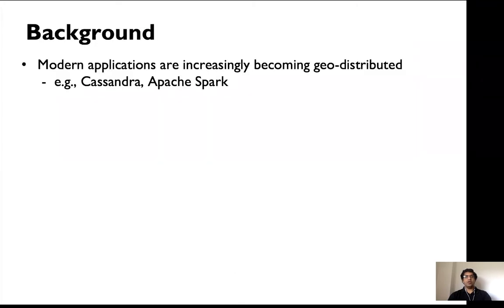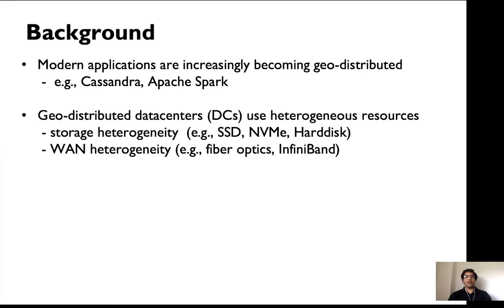As we all know, modern data centers are increasingly becoming geo-distributed. Applications like Cassandra and Apache Spark are getting deployed across multiple data centers. Geo-distributed data centers generally contain heterogeneous hardware, which also includes storage level heterogeneity as well as wide area network heterogeneity in terms of fiber optics and InfiniBand.